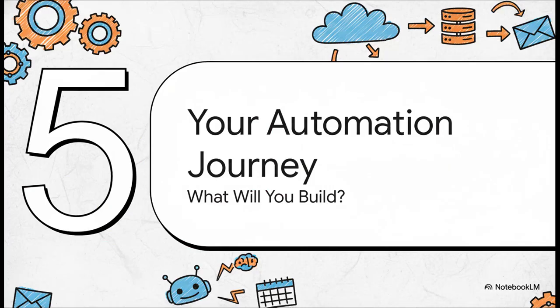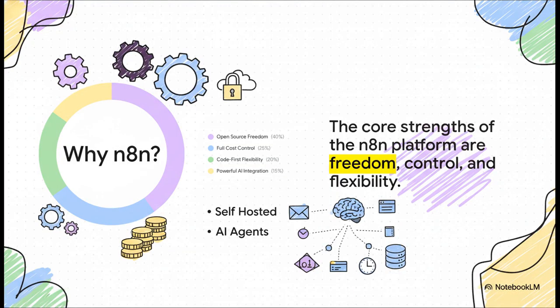So we've covered what n8n is, we've seen how self-hosting gives you ultimate control, and we've touched on its powerful AI capabilities. Now it's time to bring it all home and start thinking about what this could actually mean for you. When you really boil it down, the reasons to jump into n8n become super clear. It's about the freedom that comes with open source software. It's about having complete and total control over your costs and your data. It's about the incredible flexibility it offers developers. And, of course, it's about being on the cutting edge with powerful AI integrations.